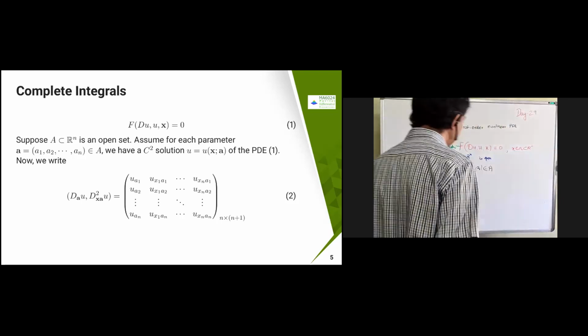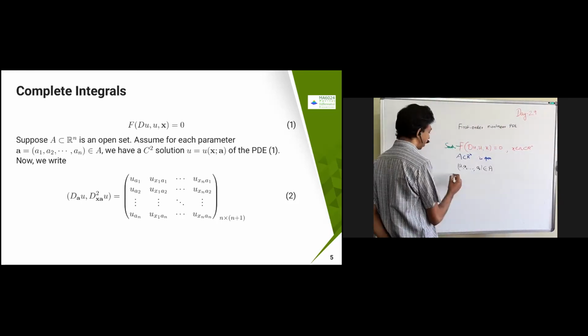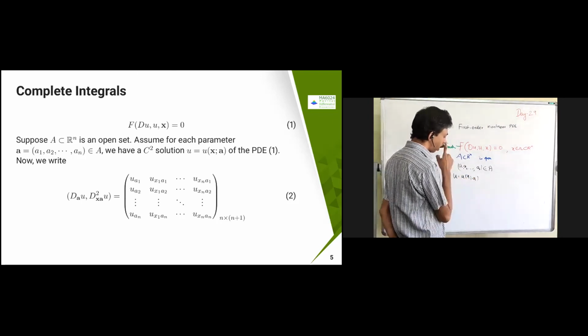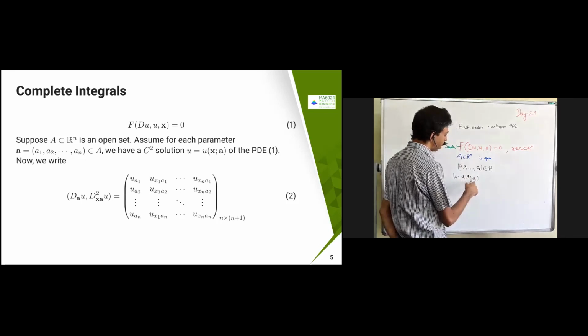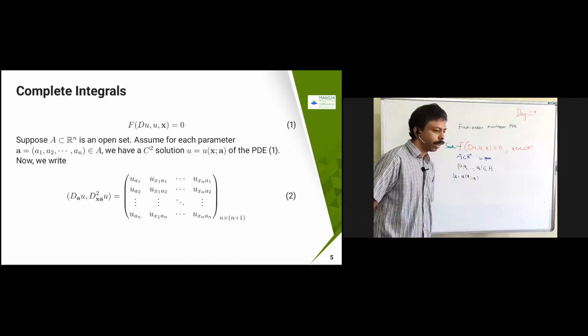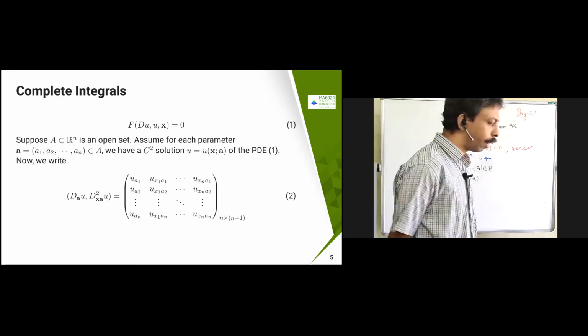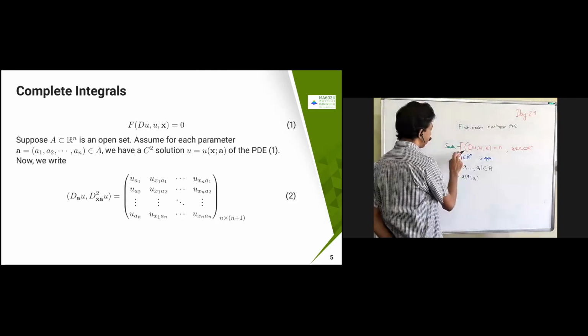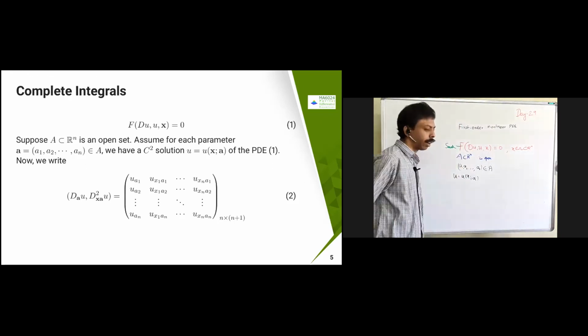In such a way that we need to find u such that u is equal to u of x comma a, corresponding to the x. How many independent variables are there? As many parameters or constants will be found. After the PDE, we have u, which is a solution of this nonlinear first order PDE.